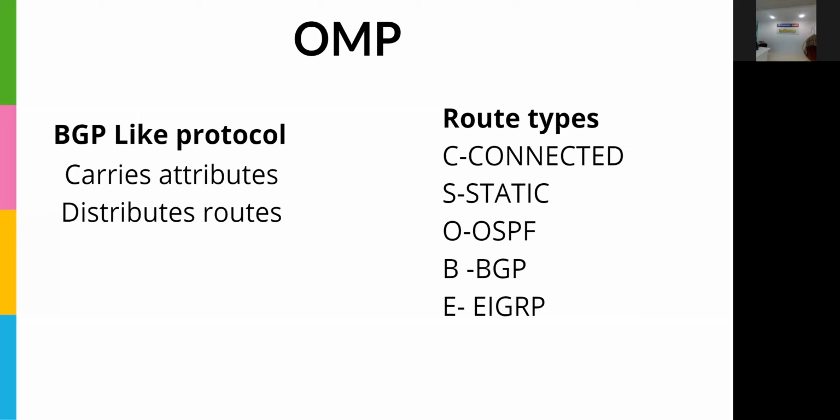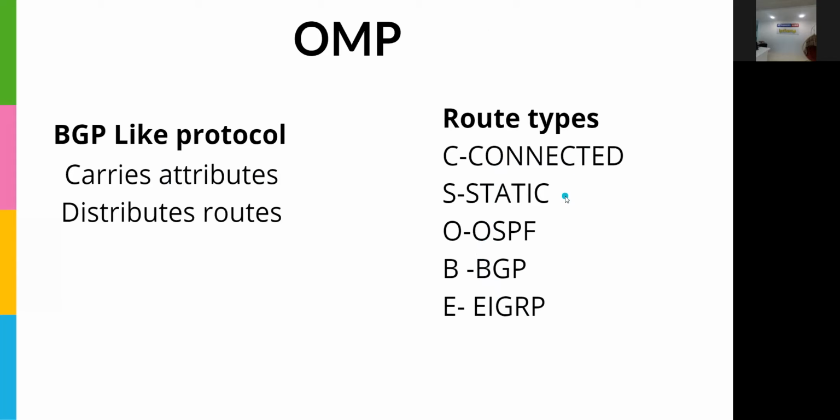What types of routes can it distribute in OMP? Redistribute connected, static, OSPF, BGP, and C-edge devices can also do EIGRP. V-edge cannot do that.